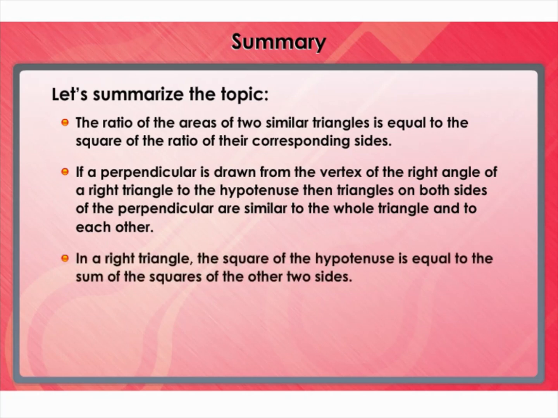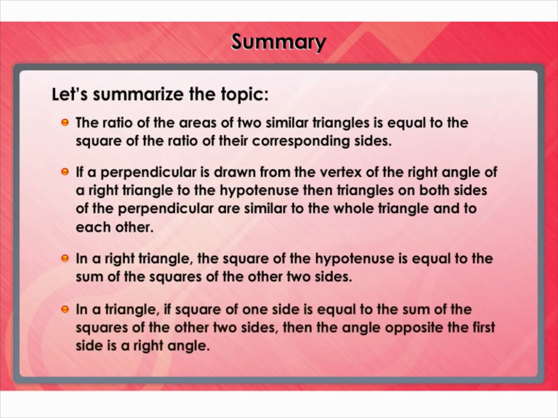In a right triangle, the square of the hypotenuse is equal to the sum of the squares of the other two sides. In a triangle, if a square of one side is equal to the sum of the squares of the other two sides, then the angle opposite to the first side is a right angle.